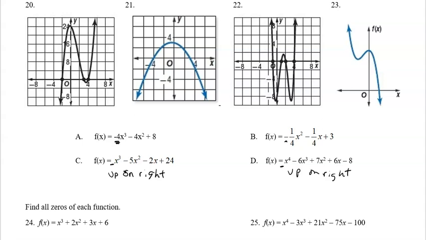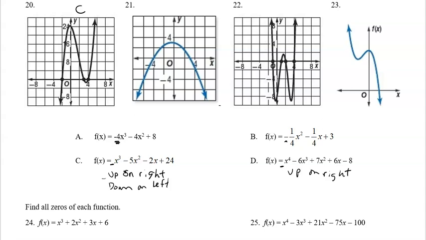Okay, then we do the left side by looking at the degree. So for letter C, the degree of this polynomial is 3. So you can remember it like this: odd degree, opposite. Okay, odd means opposite. So this one, if it goes up on the right, it has to go down on the left because it has an odd degree. So let's see, a graph that goes up on the right, down on the left. Well, this one has to be C.